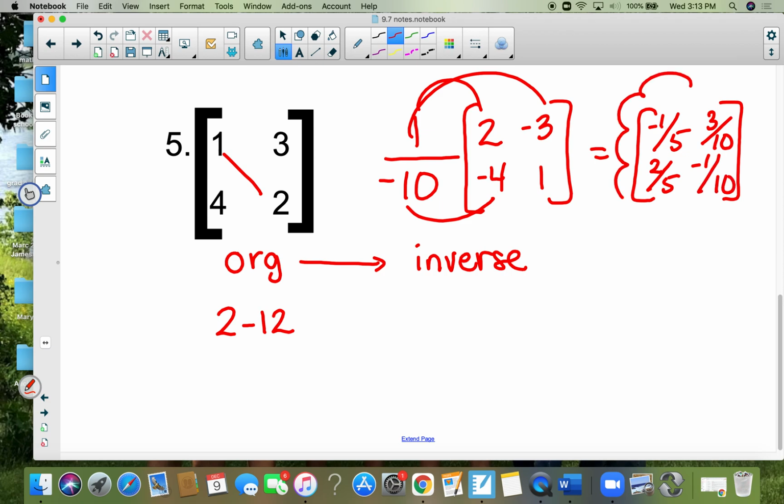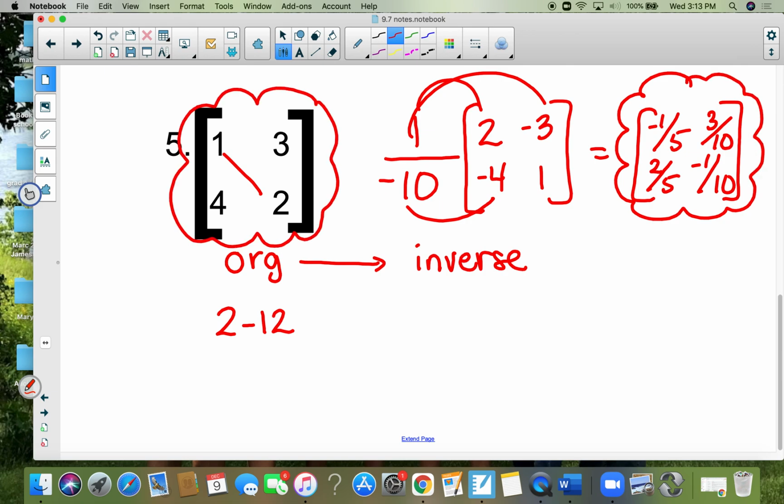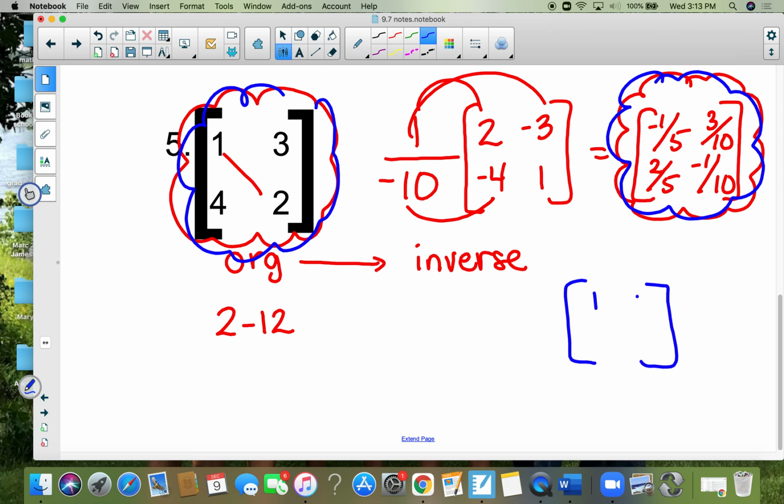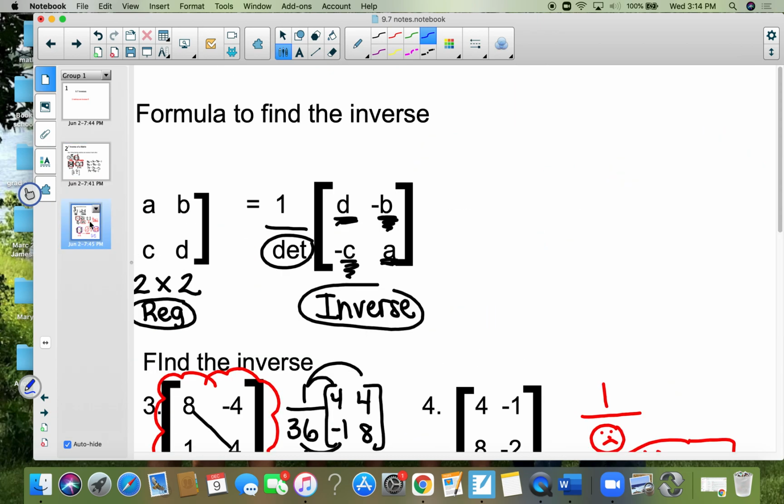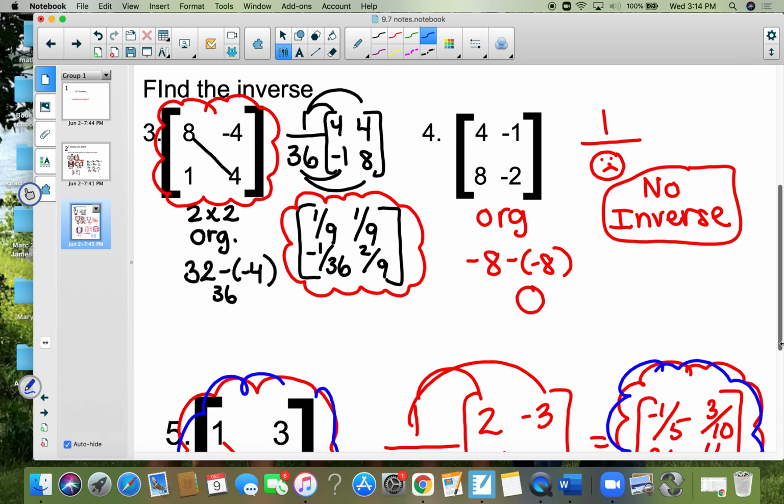This one right here, all bubbled in, and this one right here, the original, are said to be inverses of each other. And the way to check it on the test, if you have time, is to multiply these two together. If you multiply these two together, it should make the matrix 1, 0, 0, 1, but I'm not going to have you do that. The only reason why a matrix does not have an inverse is if the determinant ends up equaling 0. You cannot take 1 divided by 0 in math.